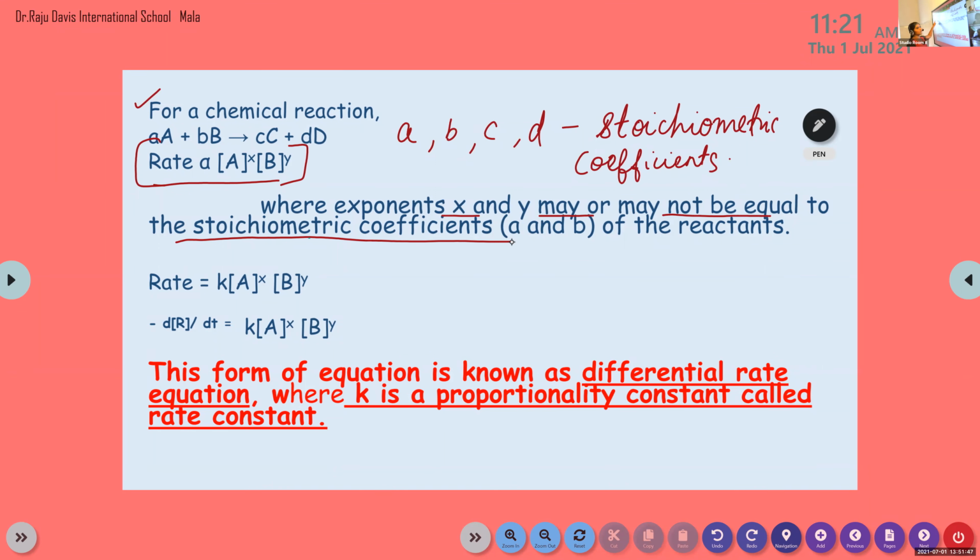Then, in order to remove this proportionality sign and to equate, we will add one constant, that is k. This k is known as the proportionality constant or rate constant.